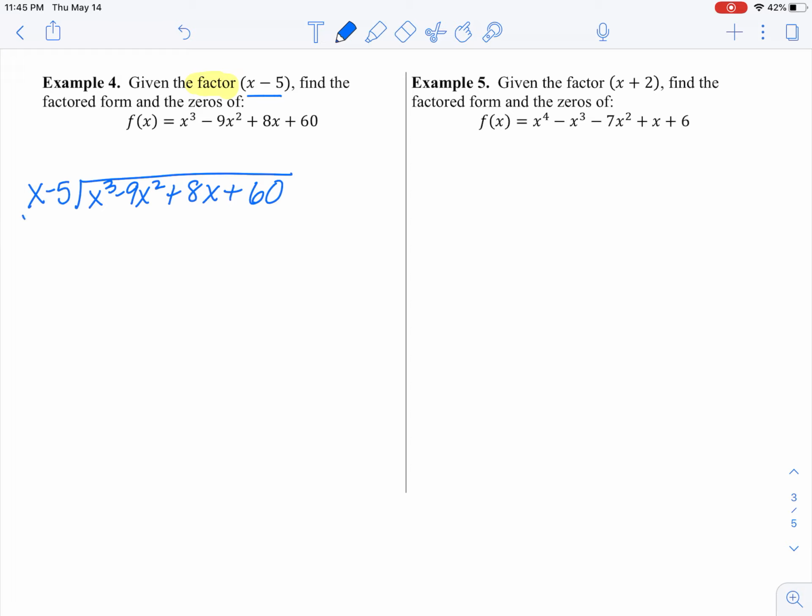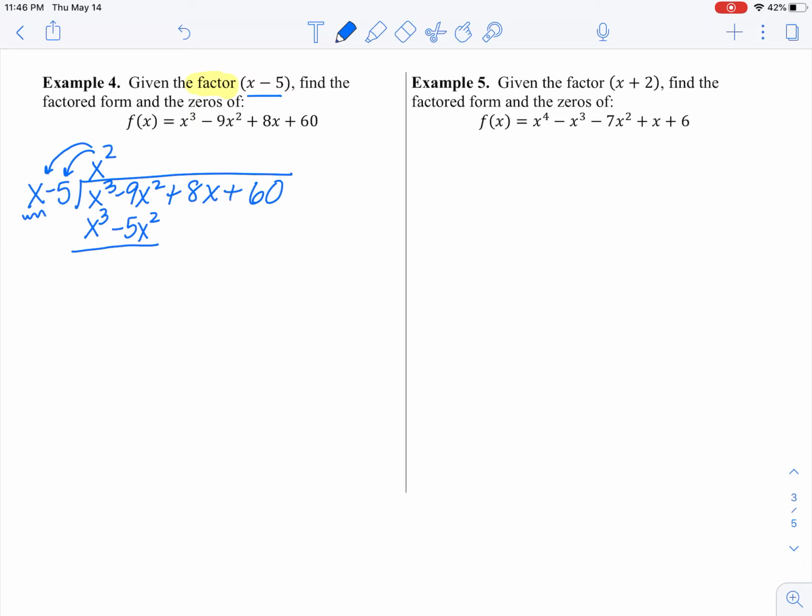And when we start the process, we're just going to start looking at this x. And we're going to say x times something will be x to the third. Or we can think of it as x goes into x to the third how many times? Well, it goes x squared, because x squared times x is x to the third. And then we're going to multiply the x squared through the divisor. So I have x squared times x is x to the third, and then x squared times a minus 5 is minus 5x squared.